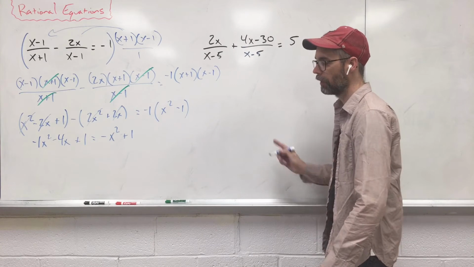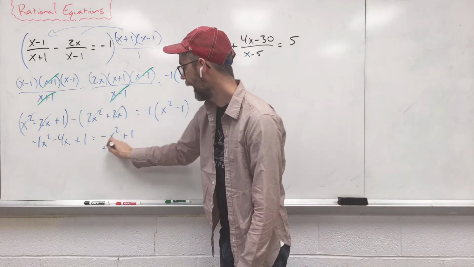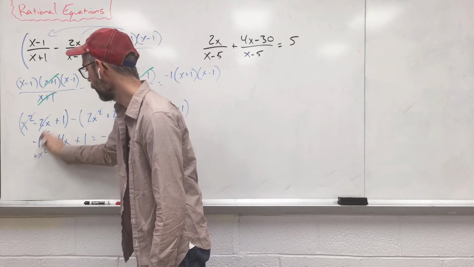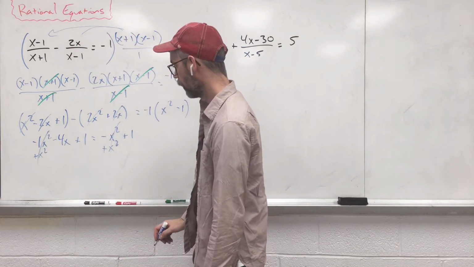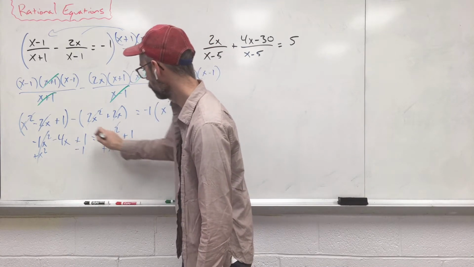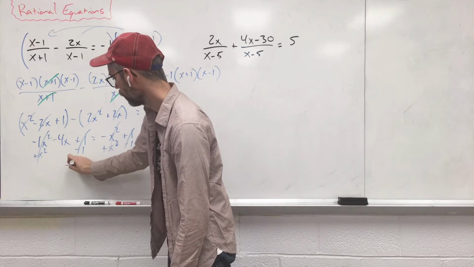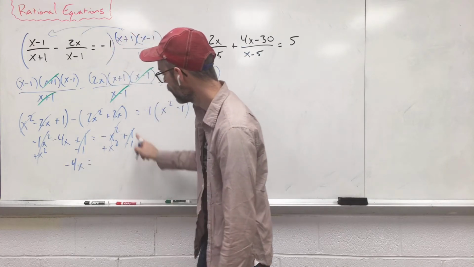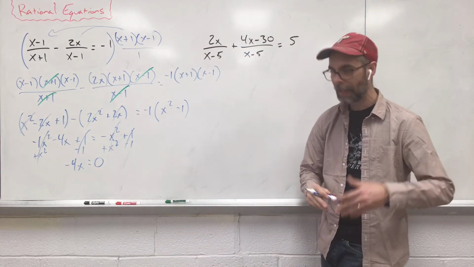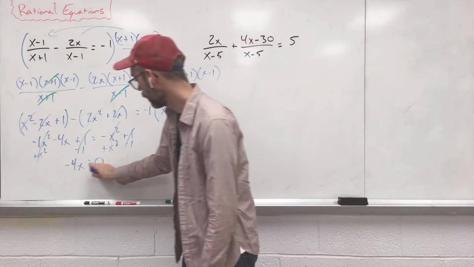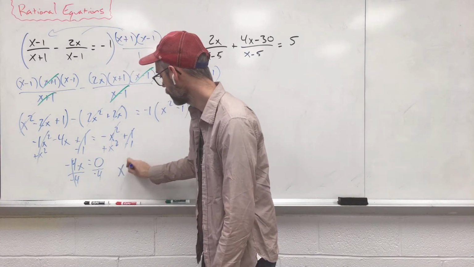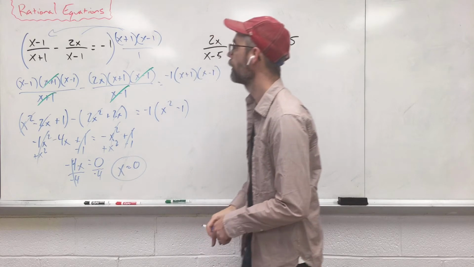Now we need to move things left and right. So here, let's add 1x squared to both sides. They cancel. Let's take this 1 and move it over here: minus 1, they cancel. We're left with negative 4x equals, what do we have on the right side? Nothing. Just divide both sides by negative 4. Inverse operations, and then we get x equals 0 as a final answer.